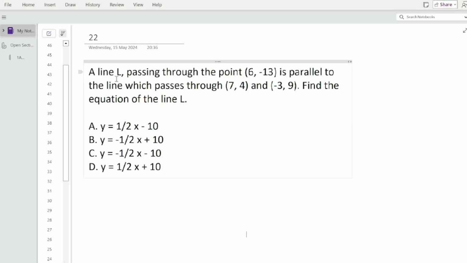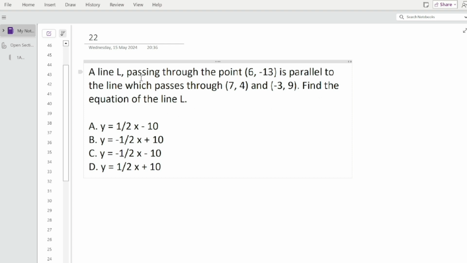Question 22 says, a line L passing through the point (6, -13) is parallel to the line which passes through (7, 4) and (-3, 9). Find the equation of the line L.